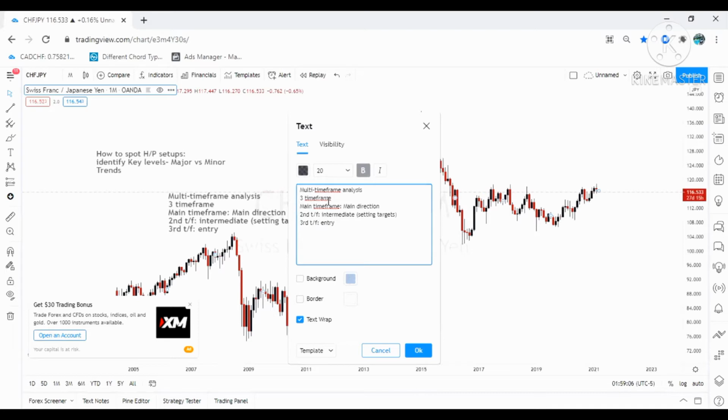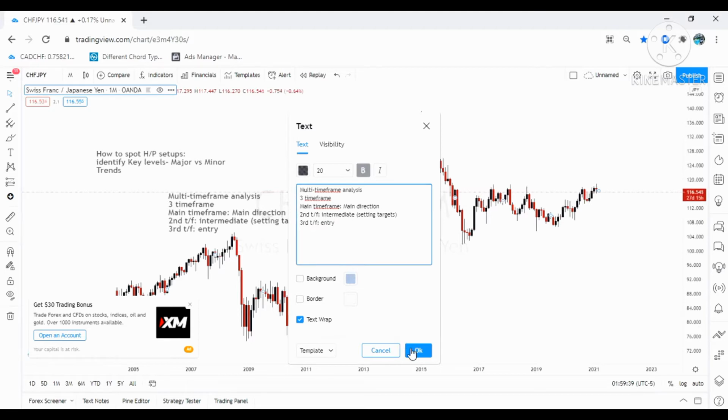But basically, this is what we're going to be talking about. How to identify high probability setups. Number one, you need to identify key levels. Number two, you need to be able to know in which trend you are in. And then this all goes down to multi-time frame analysis. You use 3 time frames. You shouldn't use more. And then you have a main time frame, intermediate time frame, and a lowest time frame, which is your entry time frame.